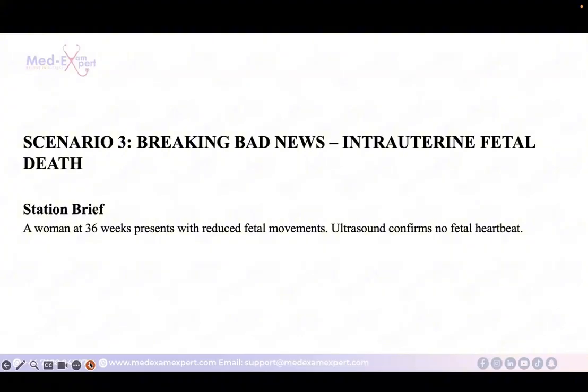What is the problem? The baby's heart is not beating. What does that mean? It means that your baby is no more inside the womb. But my baby is inside the womb, I could see it. Yes, you can see your baby there, but the heart of the baby is not beating. So the baby is dead.